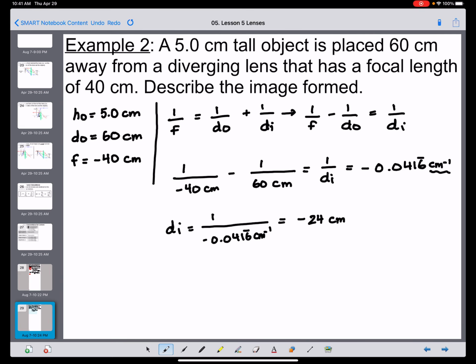What you should do now is pause the video and put this in your calculator just to make sure you're getting the same answer, because if you don't use brackets properly when you're typing this in, you're not going to get the right answer. Okay, so now we look at DI and see what the sign of DI tells us. Because DI is negative, this is going to be a virtual image. And anything virtual is always upright. So there we go.